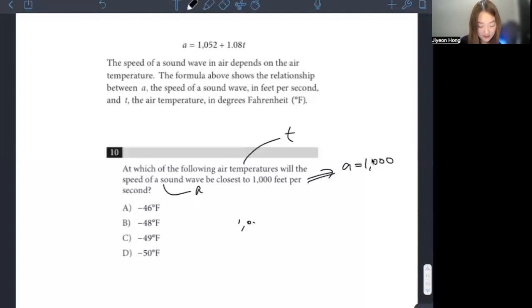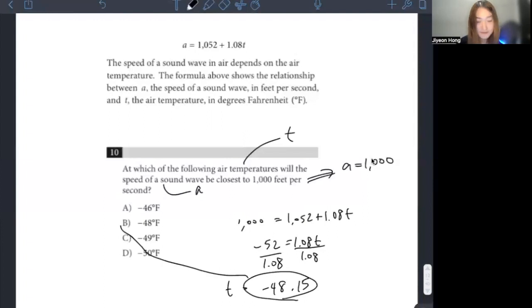1,000 is equal to 1,052 plus 1.08 T. When we subtract 1,052, we get -52 is equal to 1.08 T. Divide. And when you punch it in the calculator, T equals -48.15, which is closest to answer choice B.